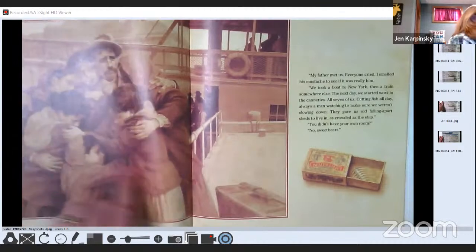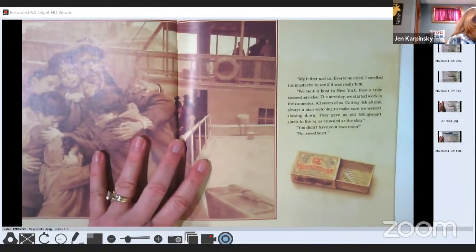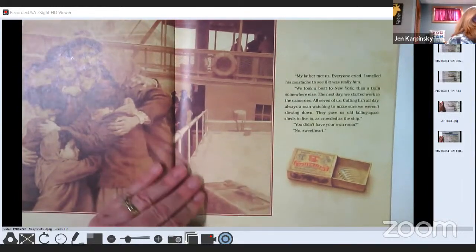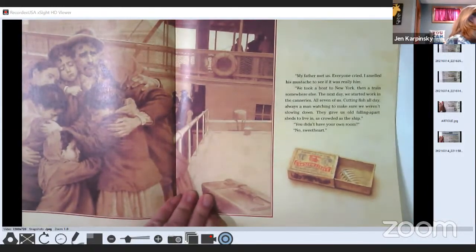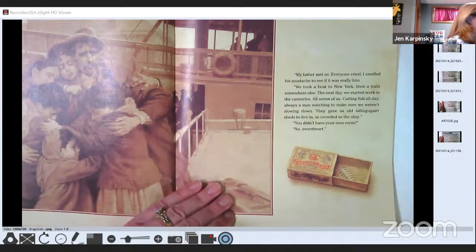My father met us. Everyone cried. I smelled his mustache to see if it was really him. We took a boat to New York, then a train somewhere else. The next day, we started work in the canneries, all 7 of us, cutting fish all day, always a man watching to make sure we weren't slowing down. They gave us old, falling apart sheds to live in, as crowded as the ship. You didn't have your own room? No, sweetheart.